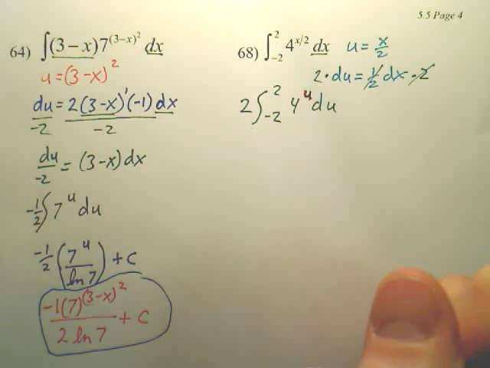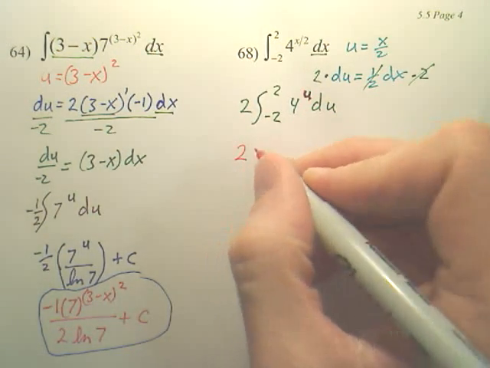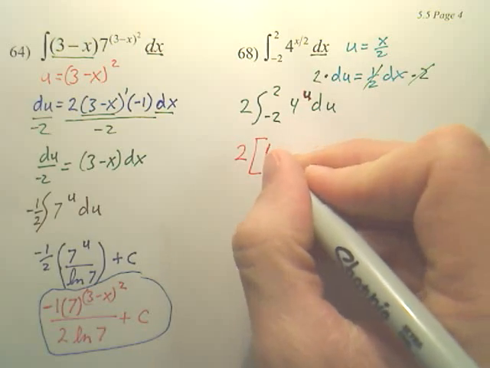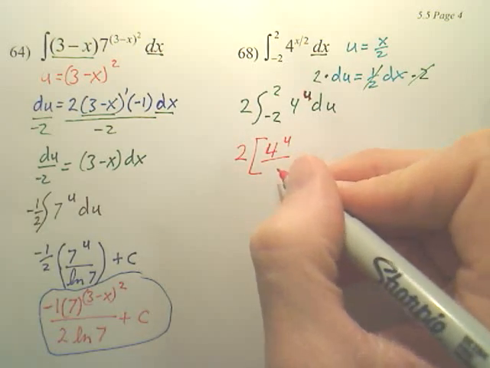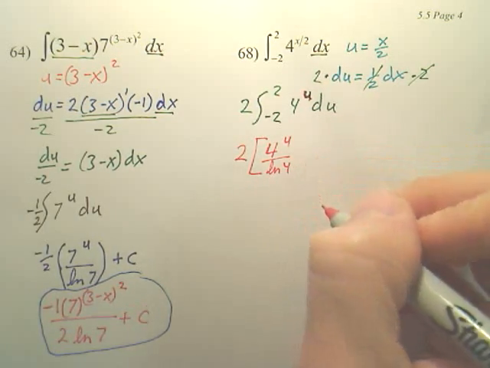What's the integral of ln u? Sorry, of 4 to the u? It's just going to be 4 to the u over ln 4.